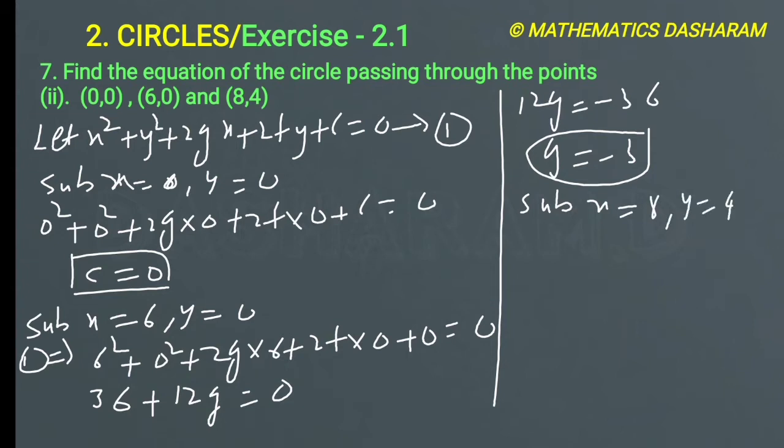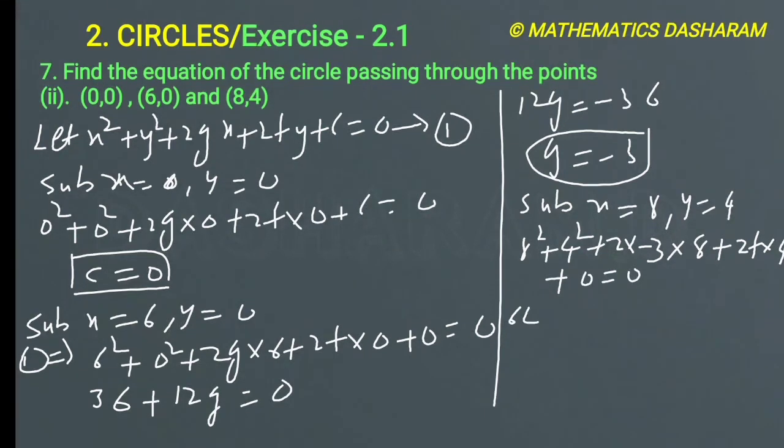So then the equation 1 will become 8 square plus 4 square plus 2g. See, actually g value is how much? Minus 3, and x value is 8 plus 2fy. So 2fy, y value 4, plus c value is 0. 8 square is 64, 4 square is 16, and 2 into minus 3 into 8 is minus 48. 2 into f into 4 is 8f equals to 0.